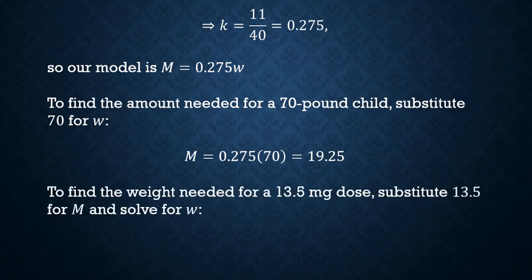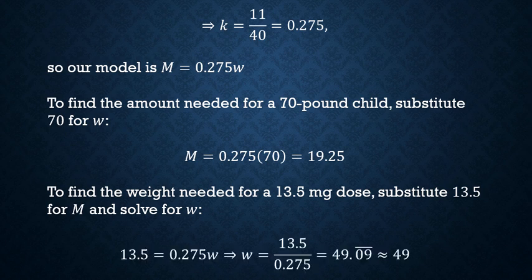To find the weight needed for a 13.5 milligram dose, this is our M value, so we're substituting in 13.5 for M, and then we are going to solve for the letter W. So 13.5 equals 0.275 W, dividing both sides by 0.275. I would say round to, say, the nearest whole number or the nearest tenth or whatever.